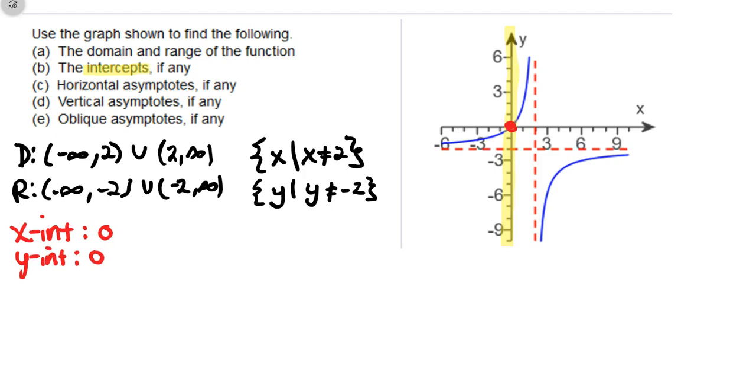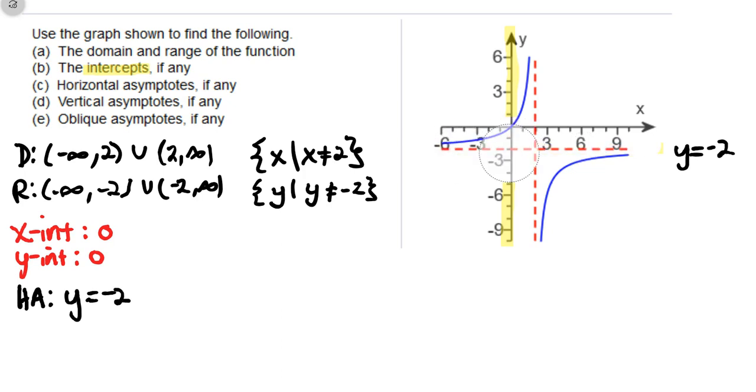I already mentioned that this graph has a horizontal asymptote. The horizontal asymptote is this horizontal red dashed line, and that is the line y equals -2. So we have a horizontal asymptote on the line y equals -2.